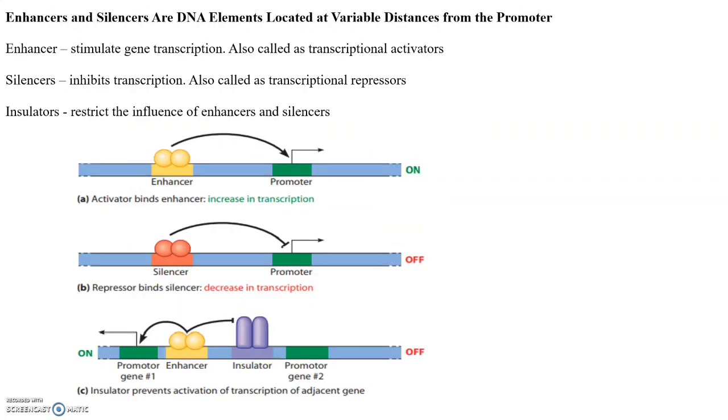Then, enhancers and silencers. Enhancers are sequences of DNA to which certain transcription factors bind, and they stimulate gene transcription. These are also known as transcriptional activators. They are located at a variable distance from the promoter. Silencers are sequences that inhibit transcription, and these are also called transcriptional repressors. Insulators are sequences which restrict the influence of enhancers and silencers.